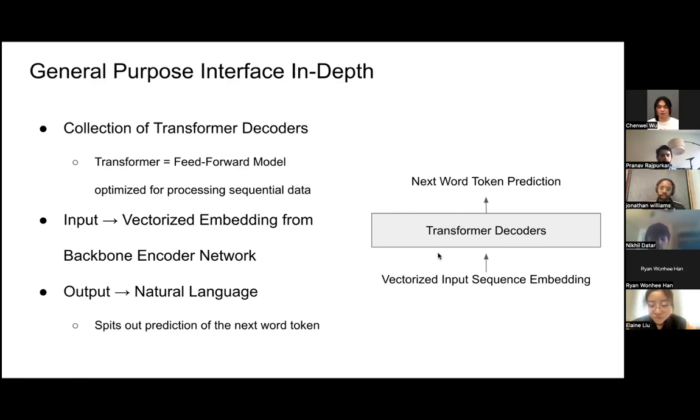transformers take in as input the vectorized embeddings from the prior encoder layer. So it takes in that vectorized embedding, it runs it through the decoder stack of transformers, and it outputs a prediction of what the next word token should be. And the output of this general purpose layer is natural language. So natural English is produced by this general purpose interface. That's about it for the slide.